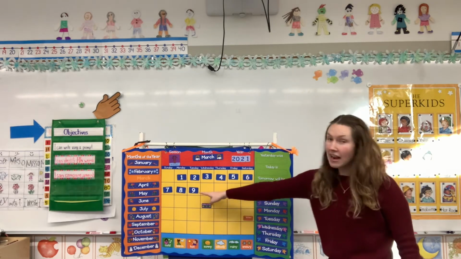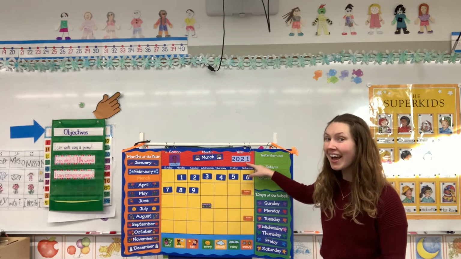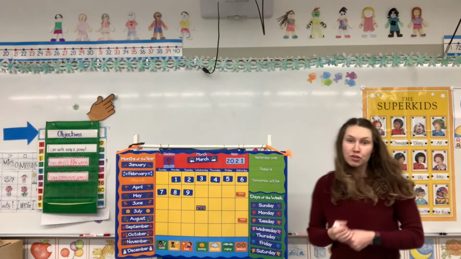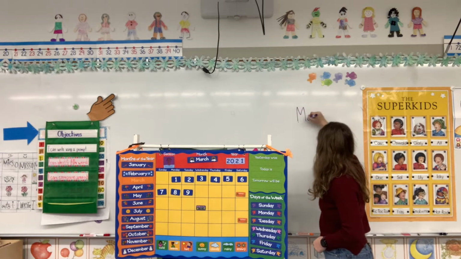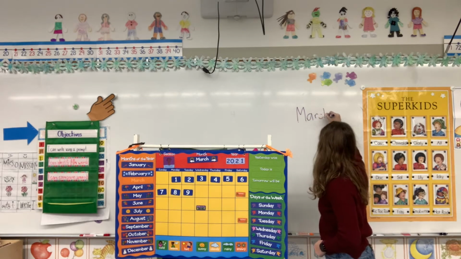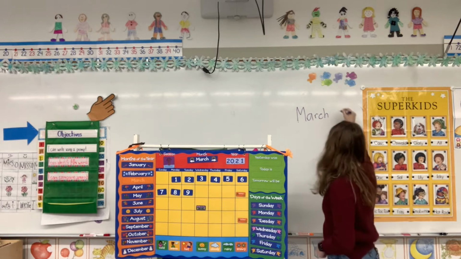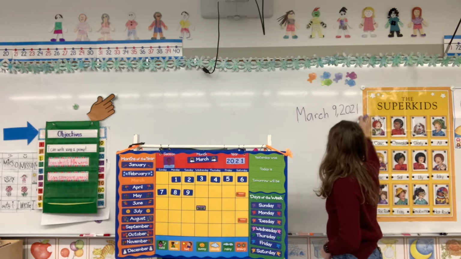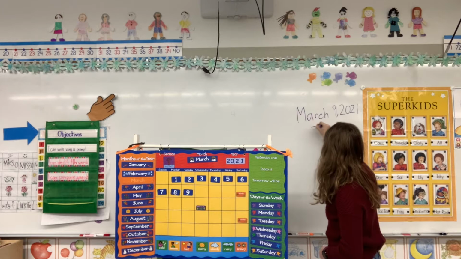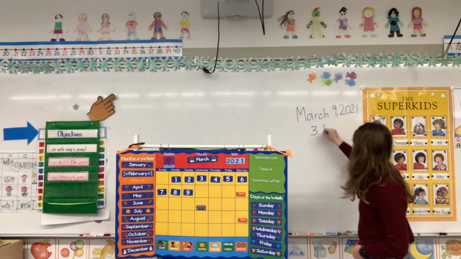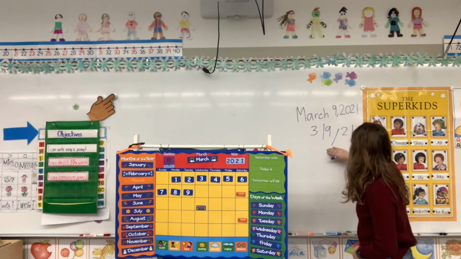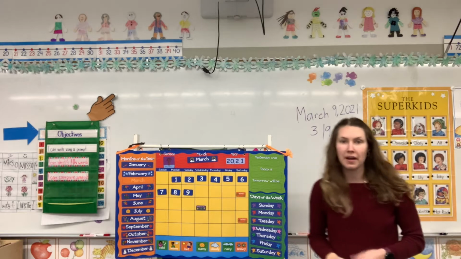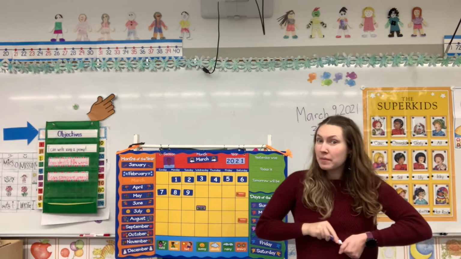Now we know it's the 9th day of March, and we are in the year 2021. Very good. So to write our date, we can begin with the word March, M-A-R-C-H. And then we can add in that it is the 9th. And then write the year 2021. We can also use our numbers to write the date. We can use a 3 because it's the 3rd month, a 9 because it's the 9th day of the month, and a 21 because the year is 2021. So those are the ways we can write our date today.